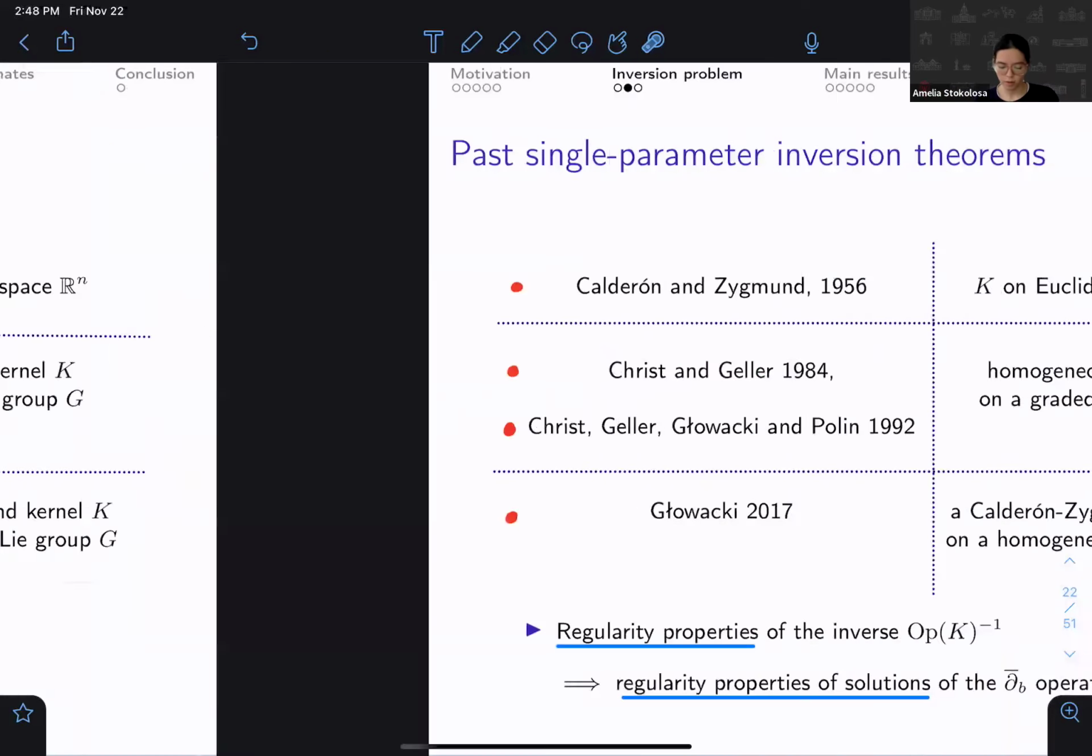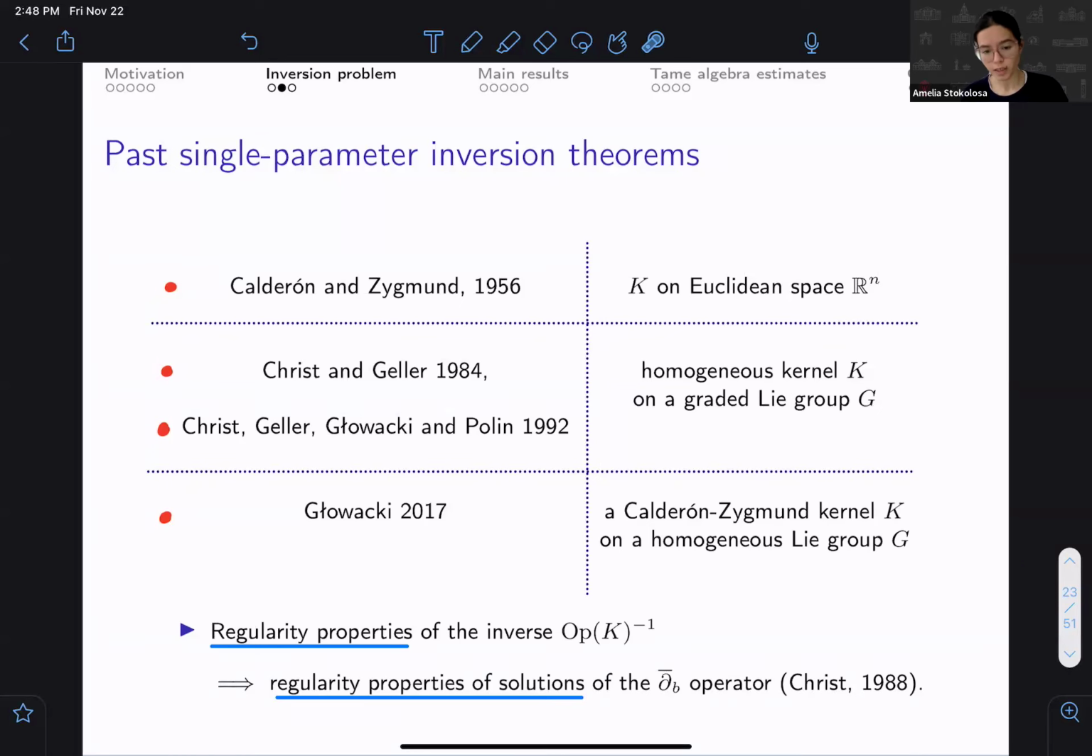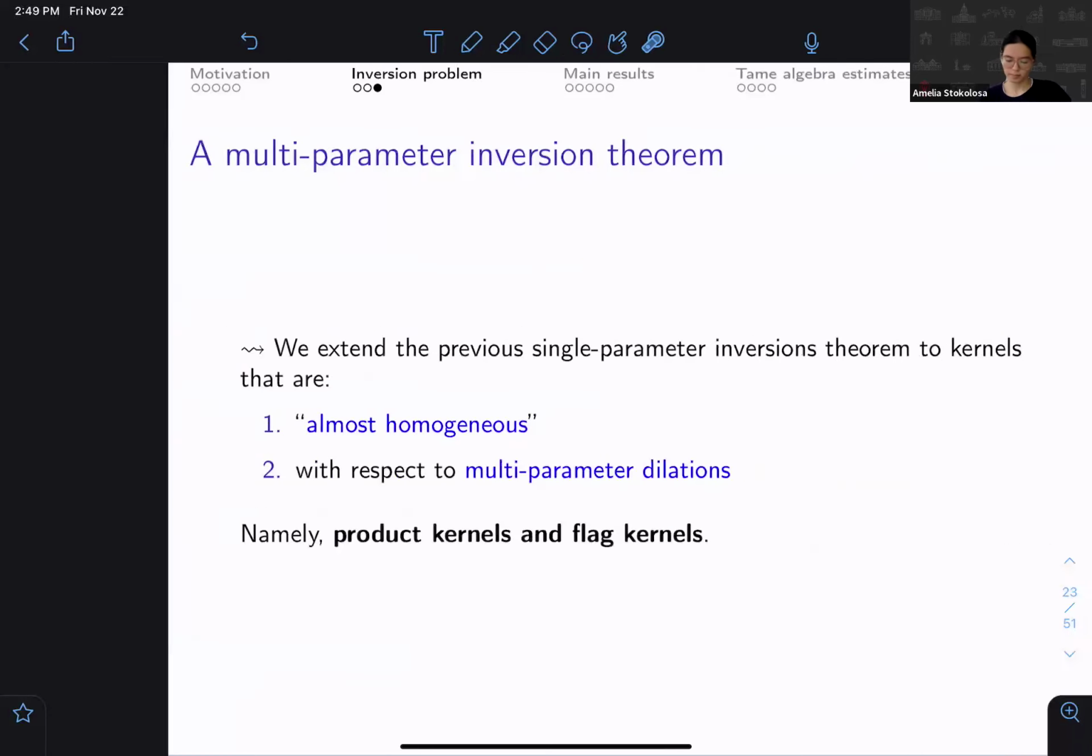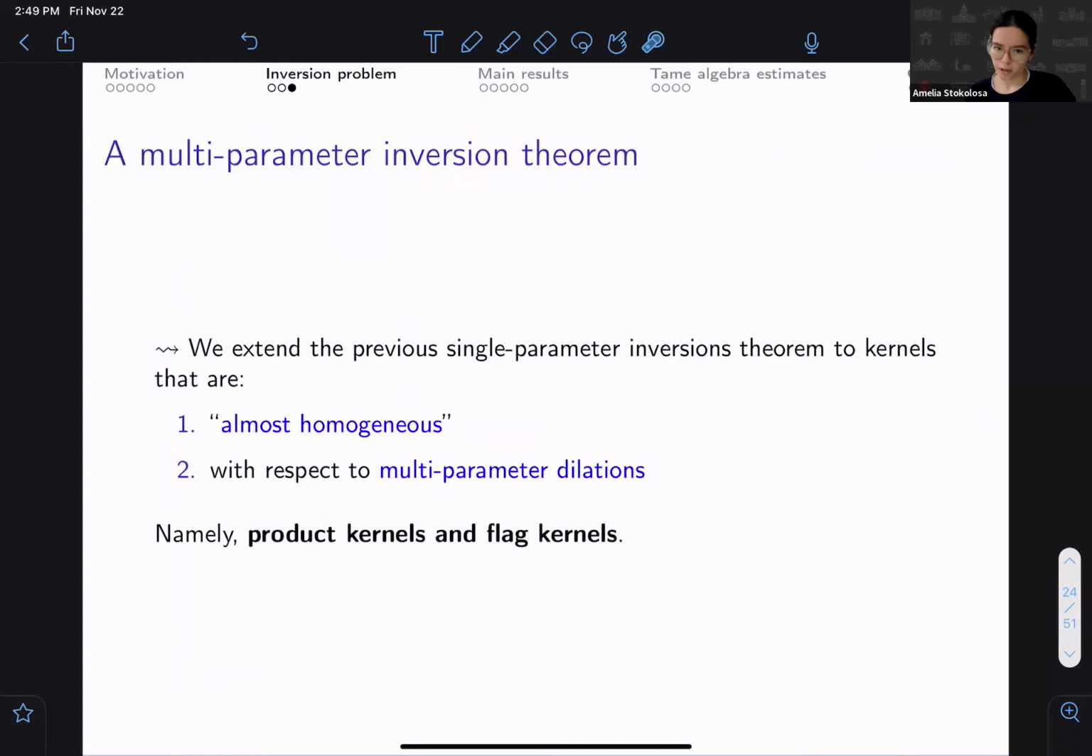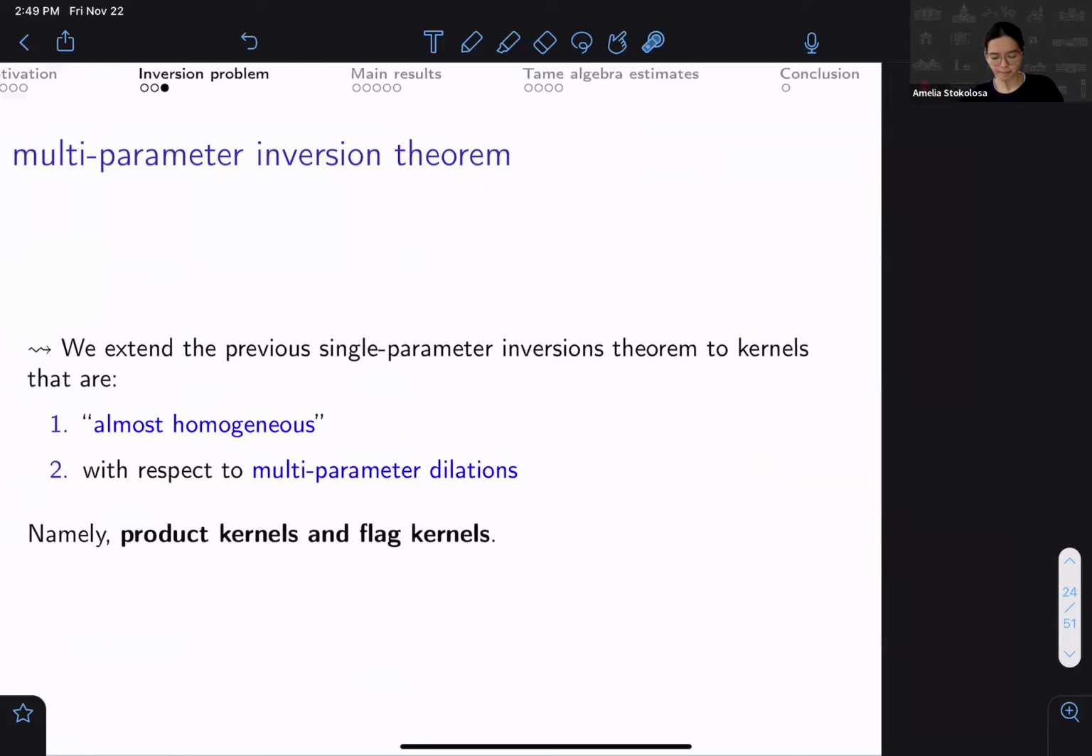Now, these inversion theorems are motivated in differential equations. For example, in 1988, Christ showed that regularity properties of the inverse operator imply regularity properties of solutions of the boundary d-bar operator. So our multi-parameter inversion theorem extends the previous single parameter inversion theorems to kernels that are almost homogeneous with respect to multi-parameter dilations, as we defined in our first few slides, namely product kernels and flat kernels.